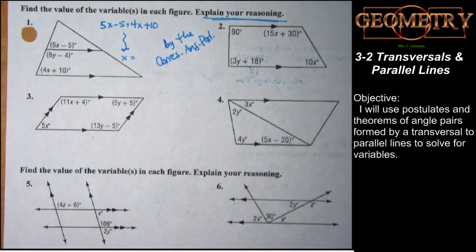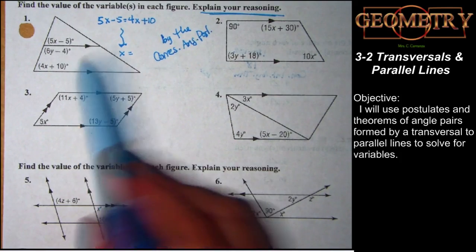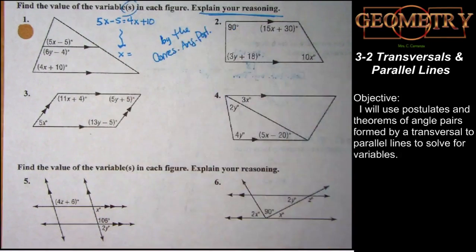Similar setup in number 5 or 6. So you just solve for x? You're just solving for x, well, for variables. So if there's only one variable, solve for that one. If there's 2 or more, solve for all of them. All right. Yes, nicely done.